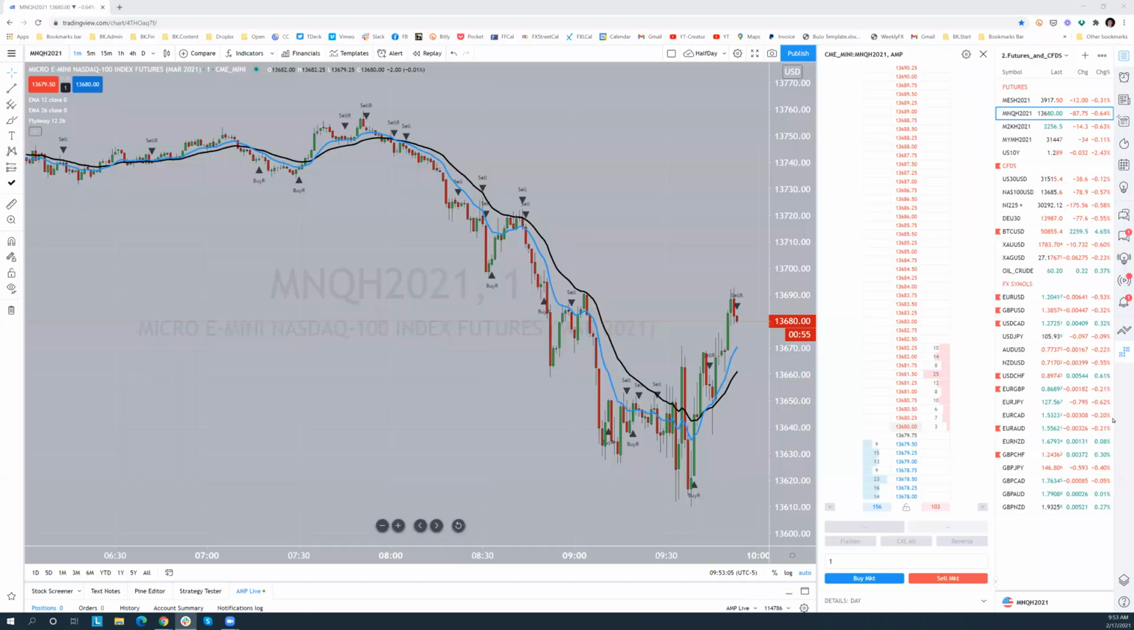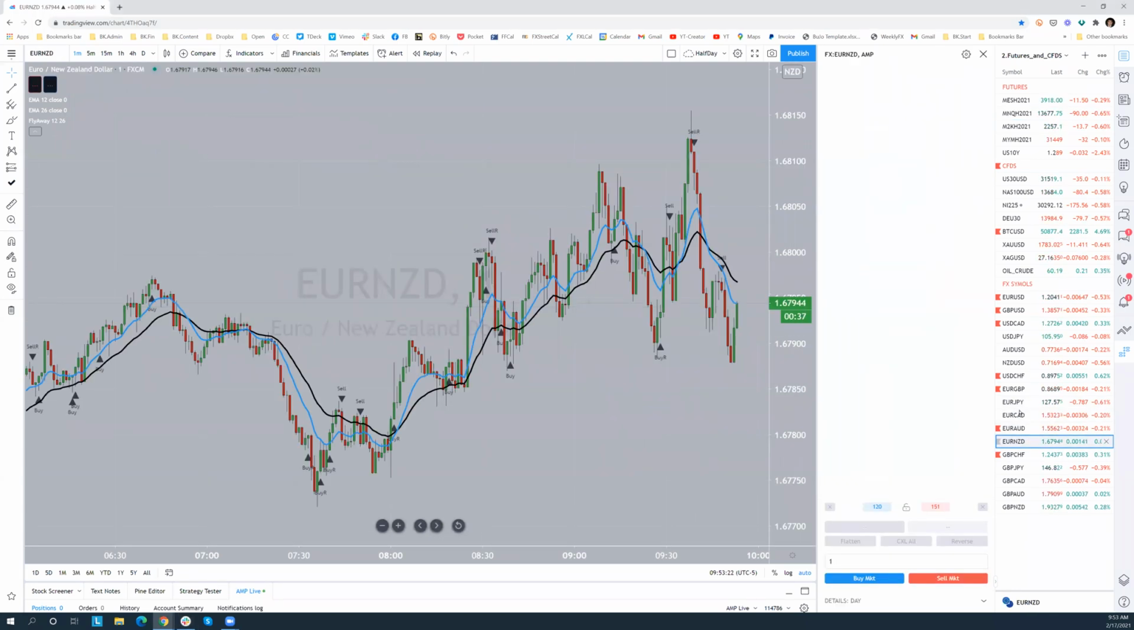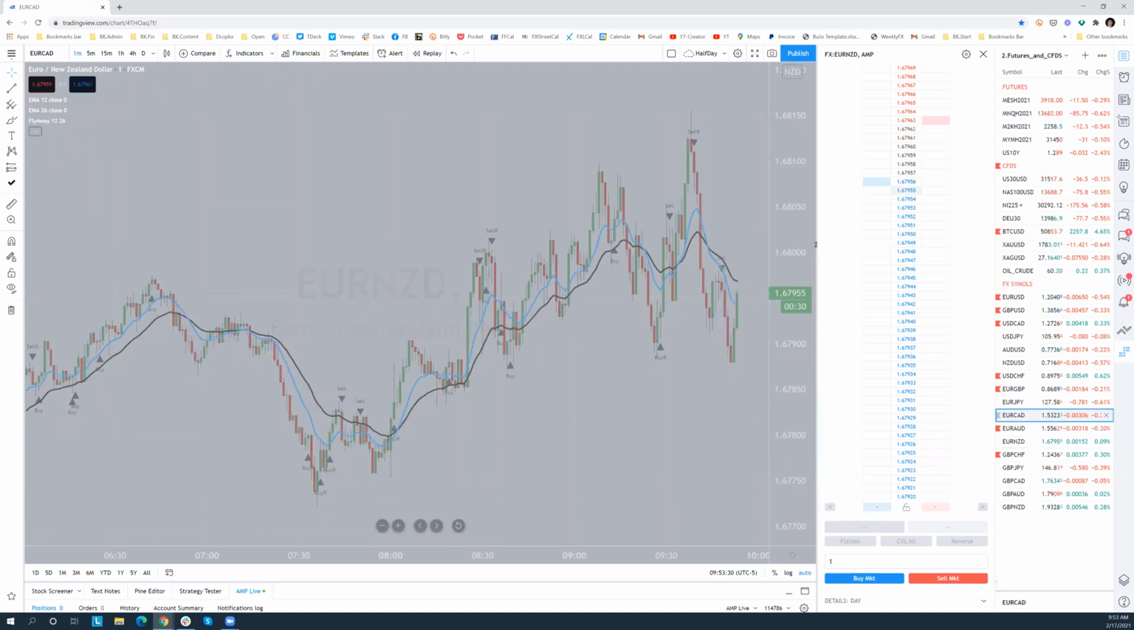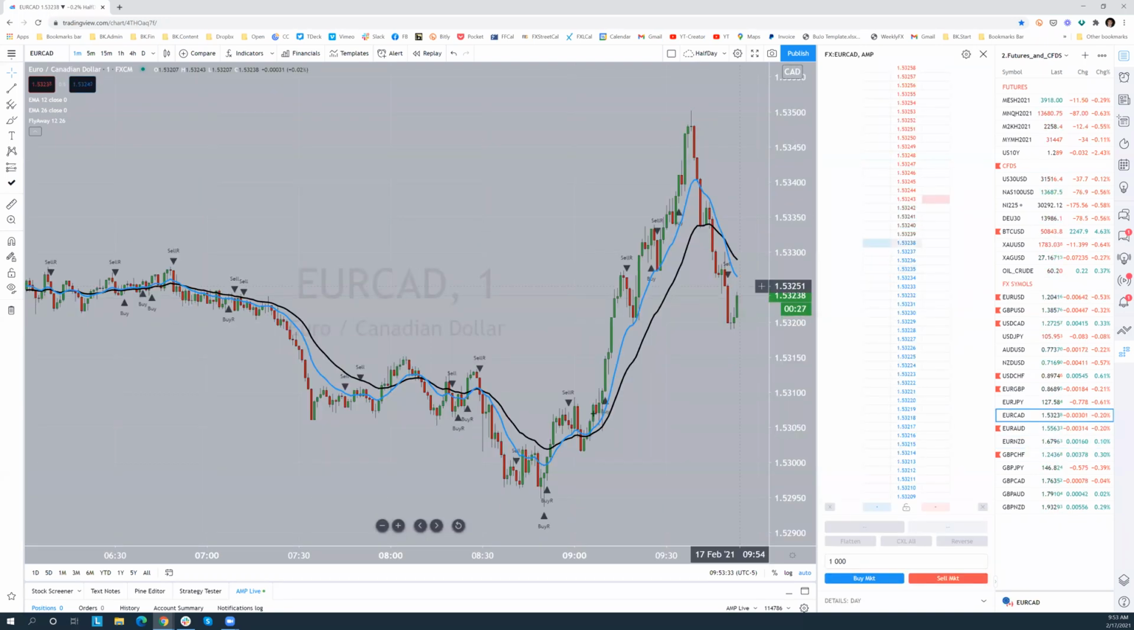Let me just check, I haven't even checked where things went on anything. What were we looking for? Euro Kiwi, we were looking for the upside, and that went almost to 20, but didn't quite do that. So it's still hanging. The other one was Euro CAD to the downside? I totally forgot what I'm doing. Yeah, Euro CAD to the downside.